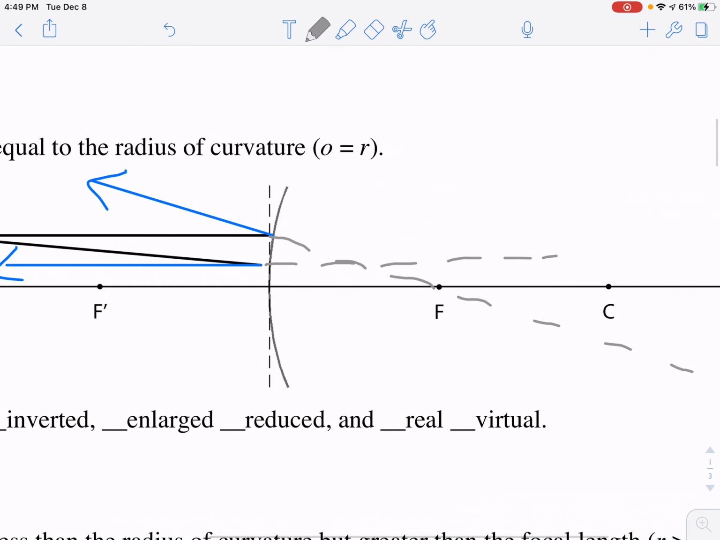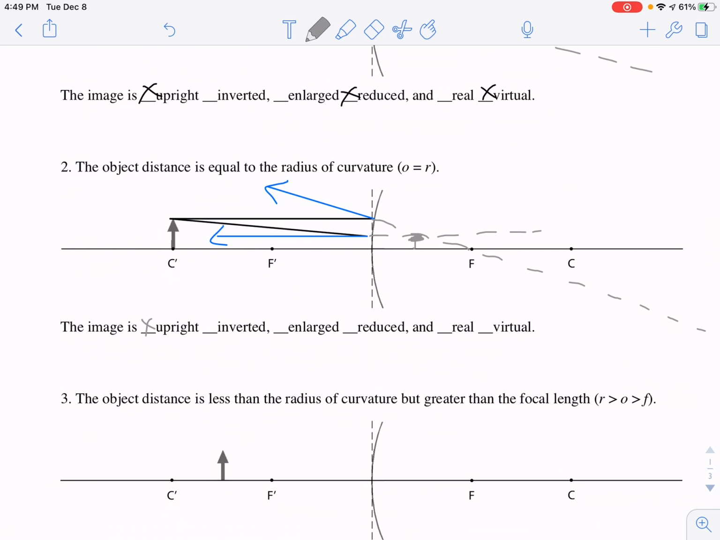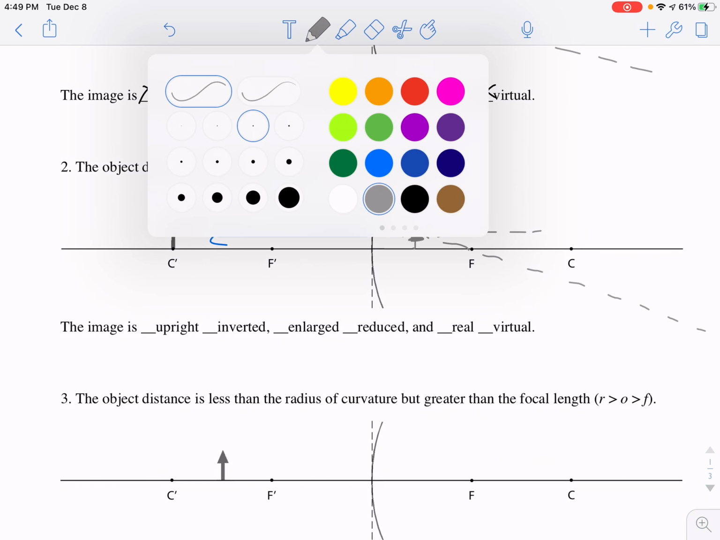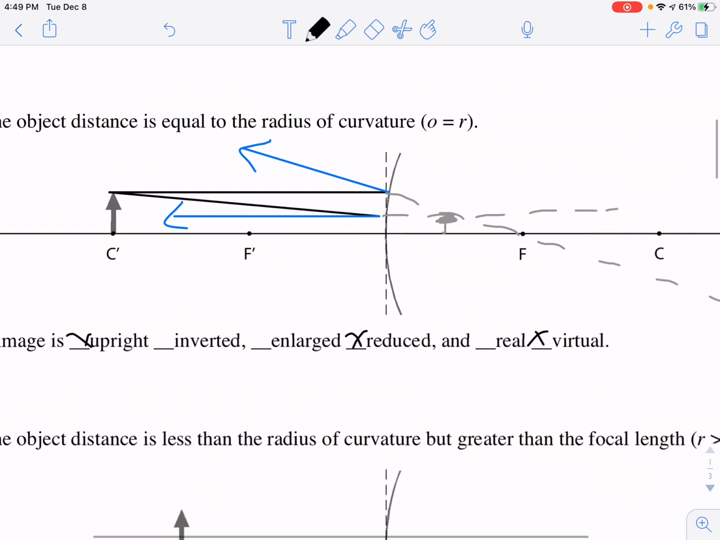Okay, a couple of things that you should see happening here. One, as we get closer to the mirror, the image is getting closer to the mirror. We should be noticing that. The other thing we should be noticing is as we get closer to the mirror, the object is still upright, reduced, and virtual. That part didn't change. But what has changed is the fact that the image itself, as you get closer, although it is a reduced size image, is getting larger.